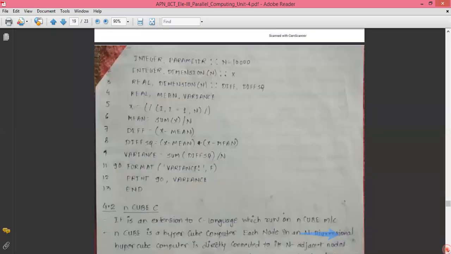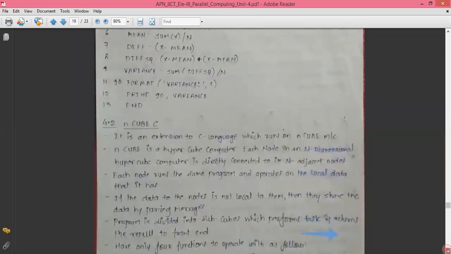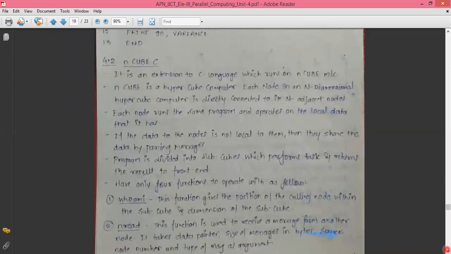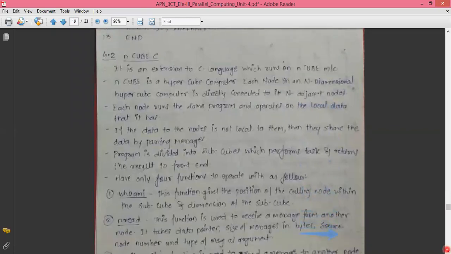Now there are three more parallel programming languages, and we are not going to take all three today. Instead we will take only one, and the rest of the two we will take tomorrow. Tomorrow we again have our lecture at 1 o'clock in the afternoon.